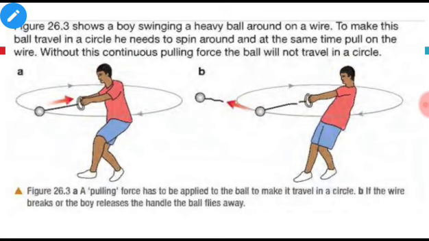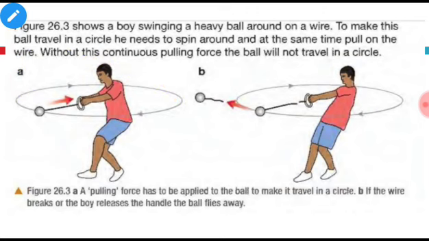Just look at this diagram. If the string breaks, the ball will move away. It will not swing along with this boy. Correct? So what this diagram tells us is that the boy is exerting some kind of pulling force on this object through the string, and he is spinning around. So there is some kind of force acting on the ball. That is what is making the ball swing, right?